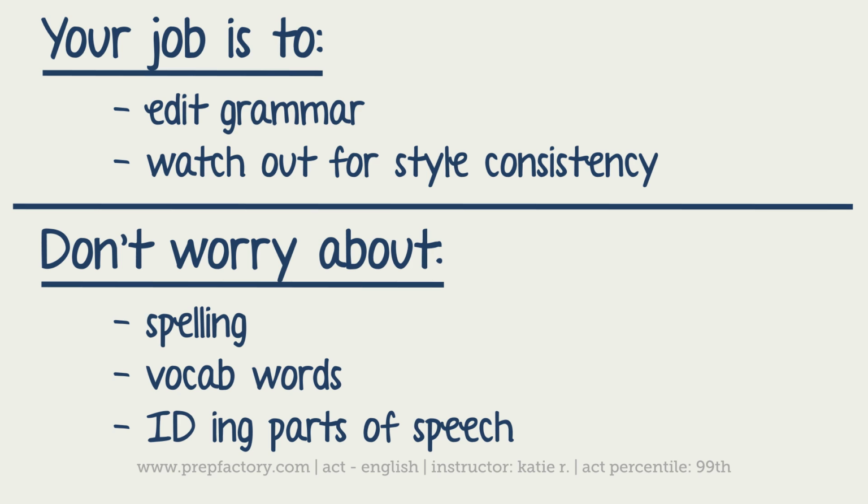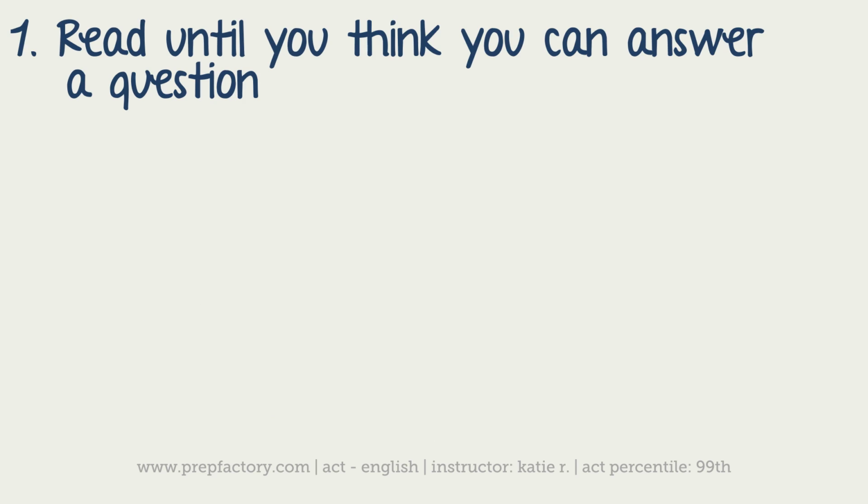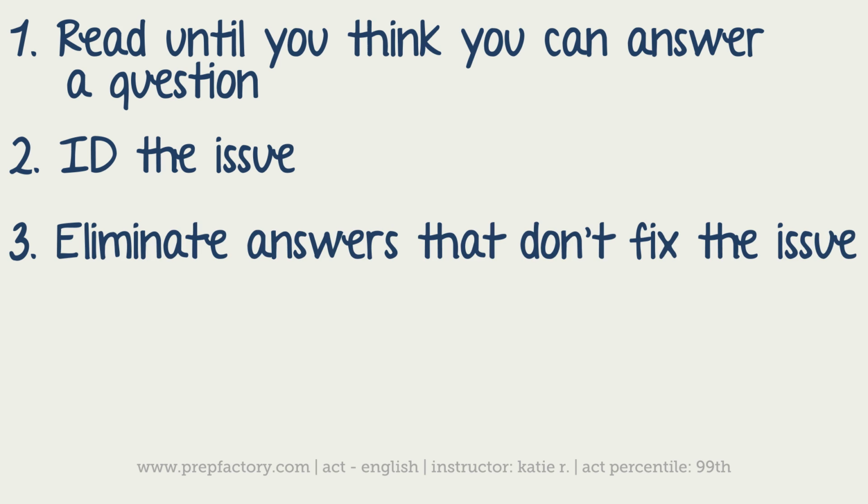Alright, and finally, let's just go over how you're going to deal with passages in general. First off, since they're always going to be in passages, you read until you think that you can answer the first question. Next, you're going to identify the issue, aka what is wrong with this sentence or what is wrong with this underlined portion. Next thing you're going to do is go ahead and look at the answers and eliminate any answers that don't fix the issue. So if there's something there that looks nice but it doesn't actually address what you thought was wrong, you probably are getting tricked in some way.